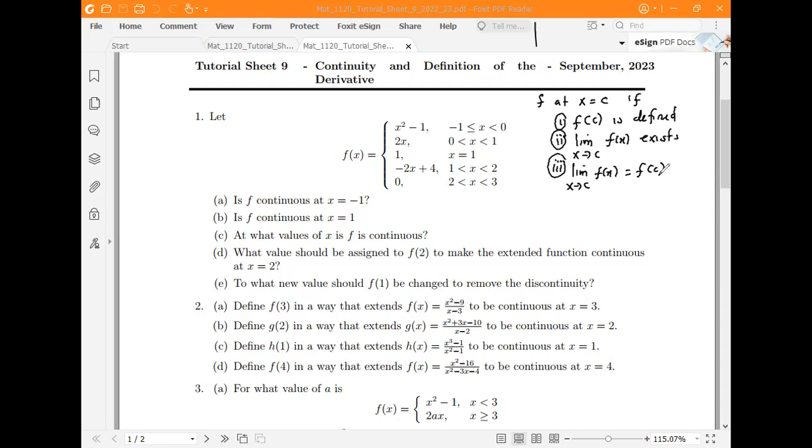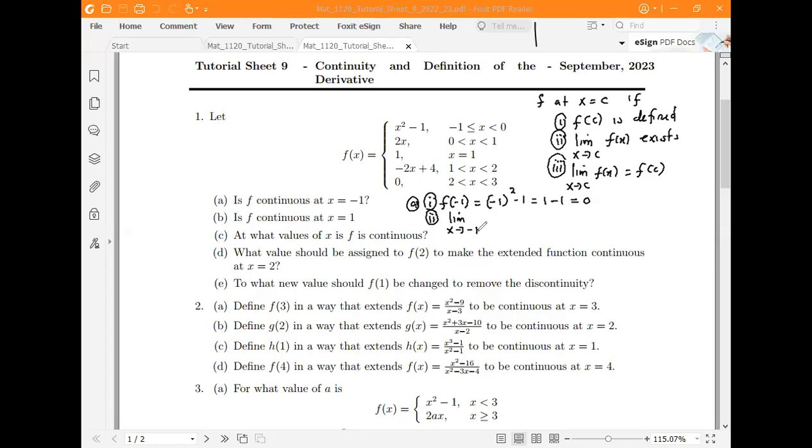So now we go to part A. Is the function f continuous at x equal to -1? So first thing we need to do is, one, what is f of -1? f of -1 will be -1 squared minus 1, which is 1 minus 1, giving us 0. The second thing would be the limit as x approaches -1. So now, if you look at -1, there's only one function that has -1.